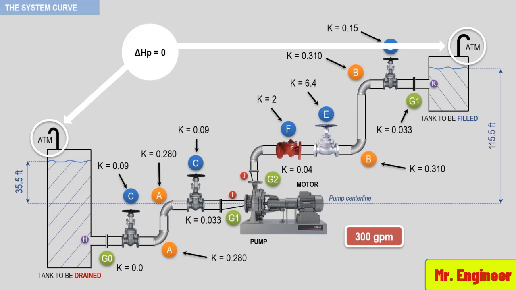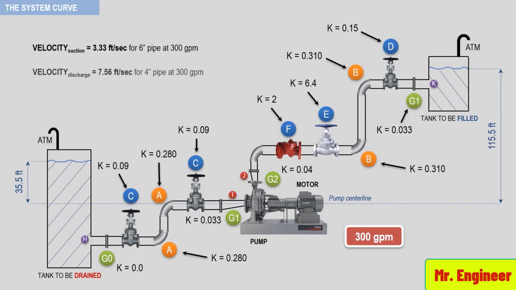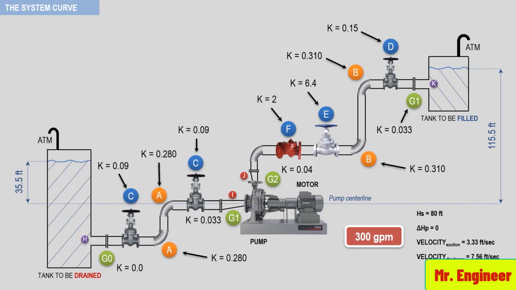Now we know that the flow is 300 gallons per minute. We have the diameters of the suction piping and discharge piping, therefore we can calculate the velocity of the fluid in the discharge and the suction piping. And these velocities are seen here. Now using the formulas, the K values and the velocity values, we can estimate or calculate the friction and velocity heads in the system. Because the velocity head is used to calculate the friction head, we'll begin with the velocity head. The formula to calculate the velocity head is shown here.